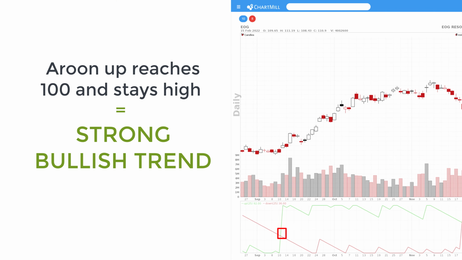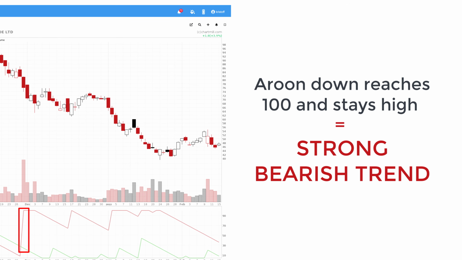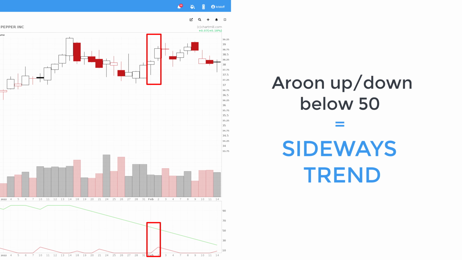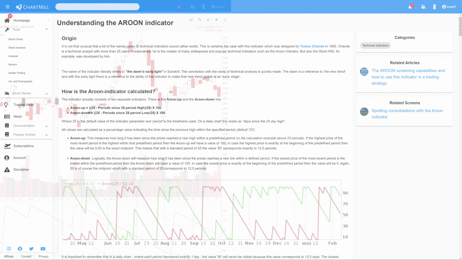An Aroon up that reaches 100 and can hold these high values over a longer period is a clear sign of a strong bullish trend. An Aroon down at 100 for a longer period of time is an obvious sign that the bearish trend is running at full power. If both the Aroon up and Aroon down are below 50 at the same time, it is a sign of a sideways trend. And the same is true if the Aroon up and Aroon down are running parallel to each other from top to bottom. There you go, this concludes our explanation of the Aroon indicator.